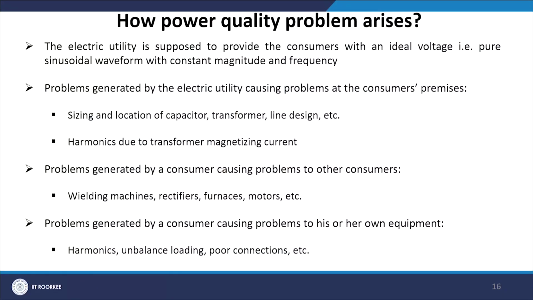Problem generated by a consumer causing problems to his or her own equipment, that is harmonics, unbalanced loading, poor connection, etc. being the major cause. Now, first of all, try to understand what is interruption.